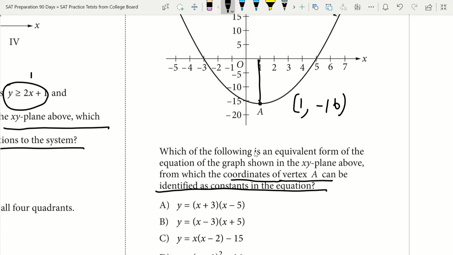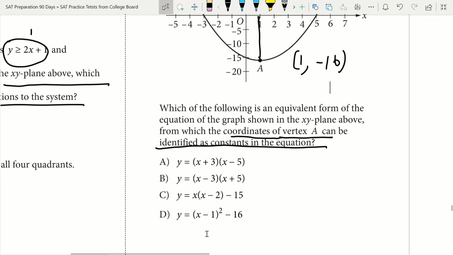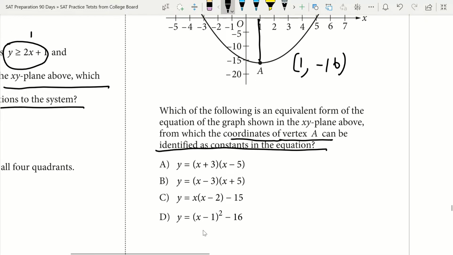Okay, so we're looking for the coordinates to be identified as constants. We see that the only one that has them identified as constants is option D. So right there, option D is going to be our correct answer, right? So 30 in this case is actually a really, really easy one.